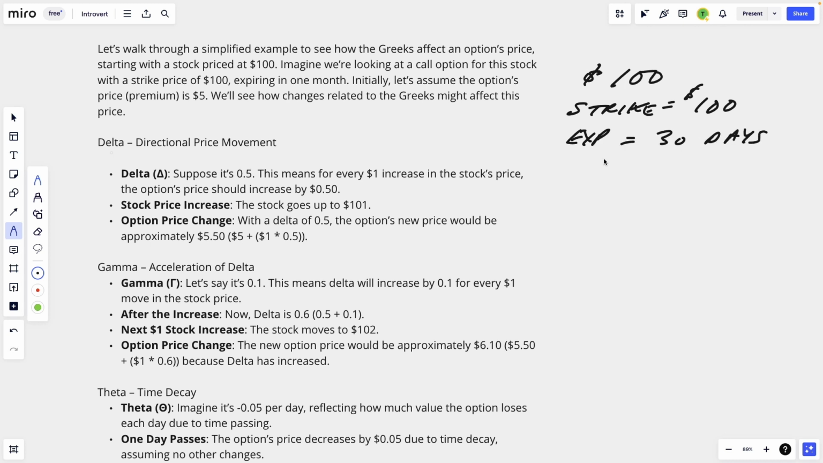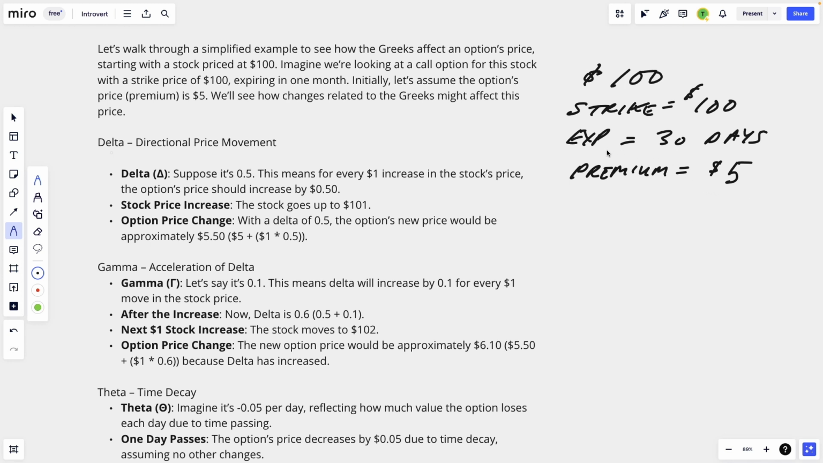And we have a premium. Let's pretend that the premium, so the price of this option, is going to be $5. So if we can remember from intrinsic and extrinsic value, there's no intrinsic value in this option because if you take the stock price minus the strike price, we have $0. It's not in the money. It is at the money. So there's no intrinsic value right now, but the option is still worth something and it's priced at $5.